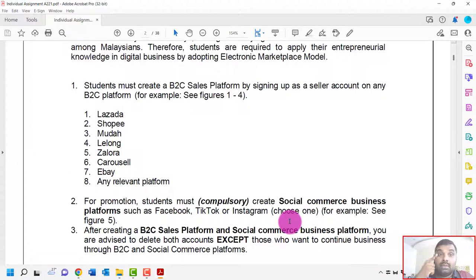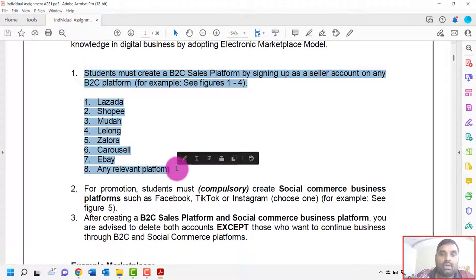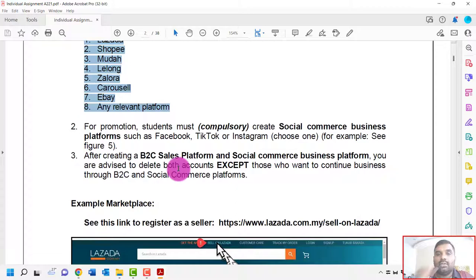And products, you can get from maybe your father, who is also doing business. Maybe you can get the product and sell on behalf of your father, or you can get from your friends. Whatever products. And for promotion, you have to create a Shopee platform, or Lazada platform or whatever it is. For promotion, the student must create a social commerce business platform. So you have to promote your product.